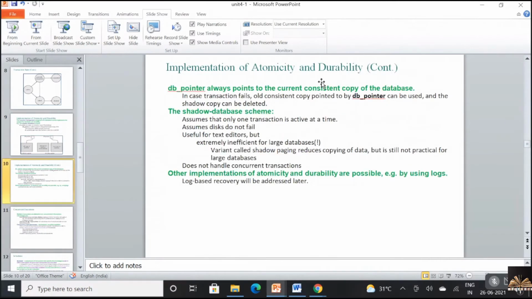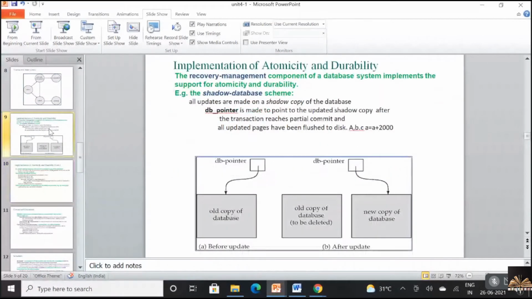And while you want to work with this, we have the concept of log-based recovery. We'll be working with that at the end of the 4th unit. But whenever you're working with large databases, this is a purely inefficient technology. Just in order to know what actually happens, how we are able to maintain the old copies of the database, this is what I have just explained.